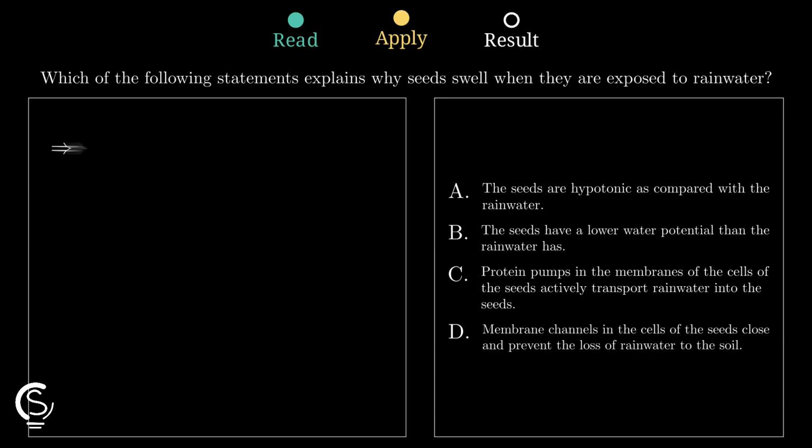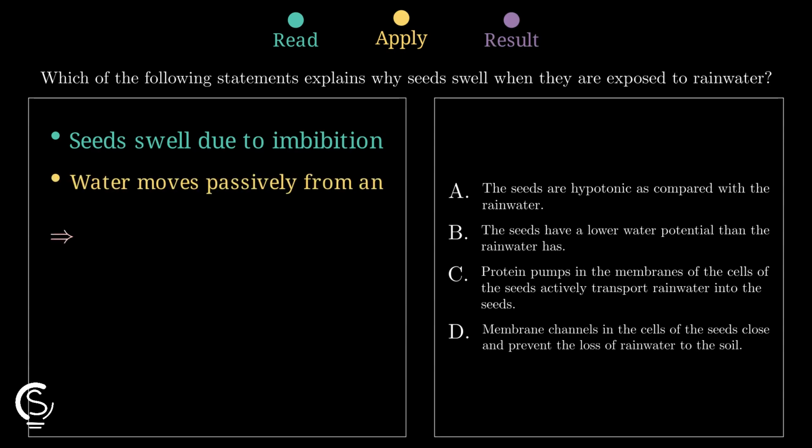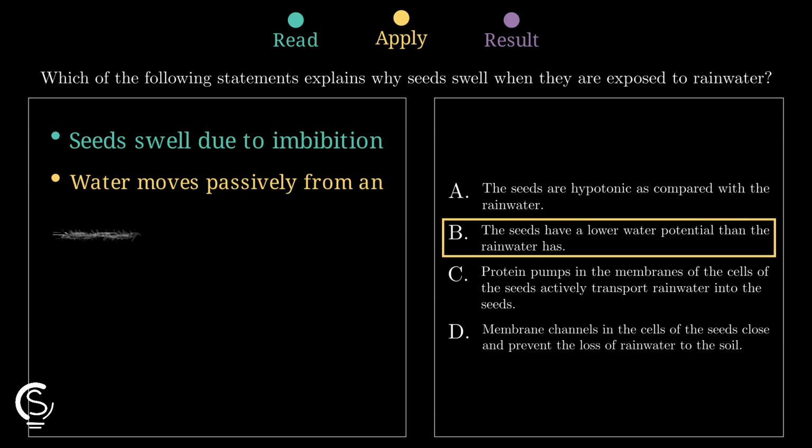Water moves passively from higher water potential to lower water potential. So if rainwater is outside and seeds take water in, the seeds must have lower water potential. Dry seeds have very low water potential, so rainwater enters them and makes them swell, which matches option B exactly. That is the whole mechanism.